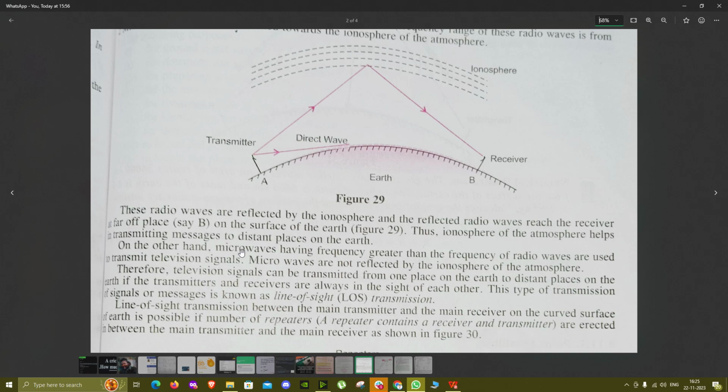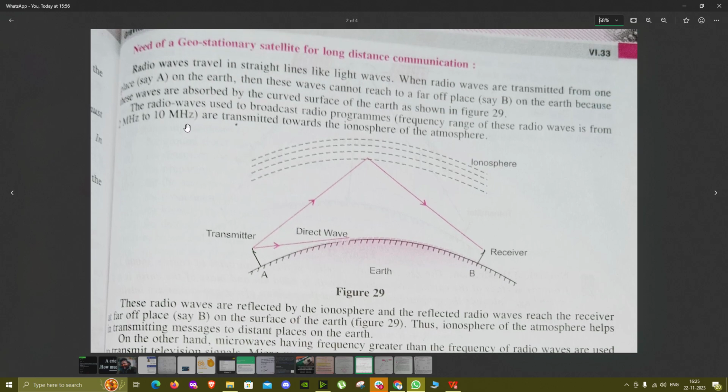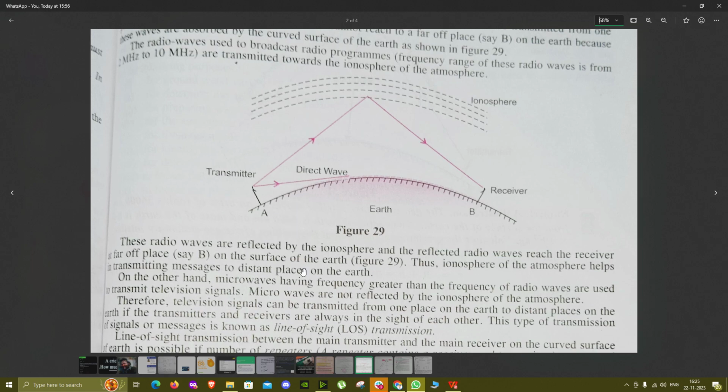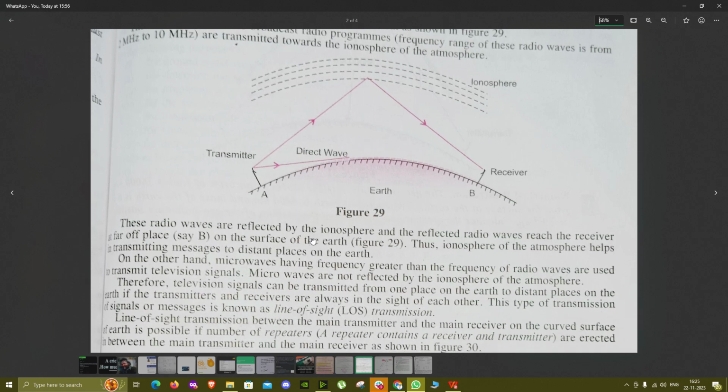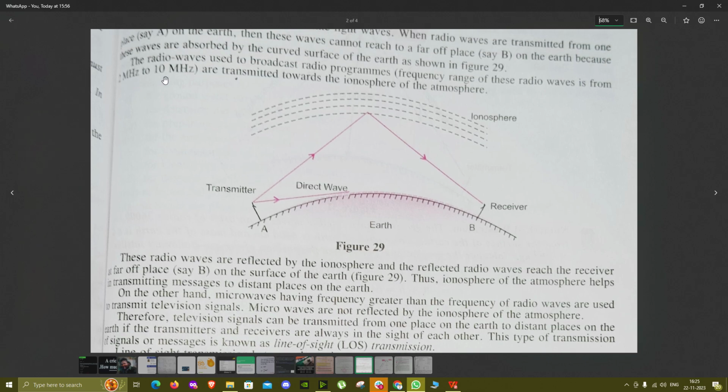On the other hand, now we'll be talking about microwaves. Microwaves have a very high frequency compared to radio. Radio waves have low frequency, but microwaves have high frequency, and they don't get reflected by the ionosphere. See the point here: the ionosphere cannot help in the transmission of microwaves. It can only transmit radio waves from 2 megahertz to 10 megahertz.